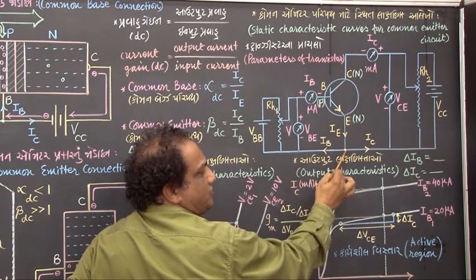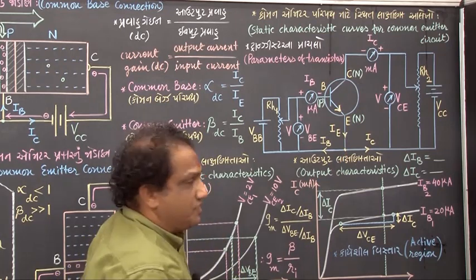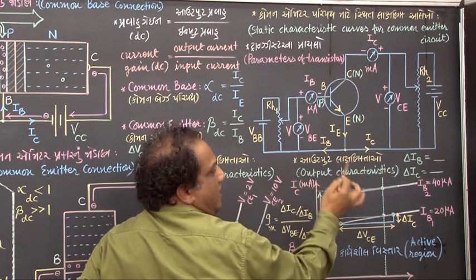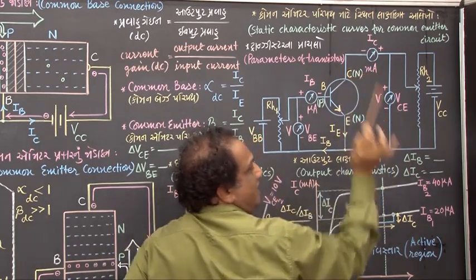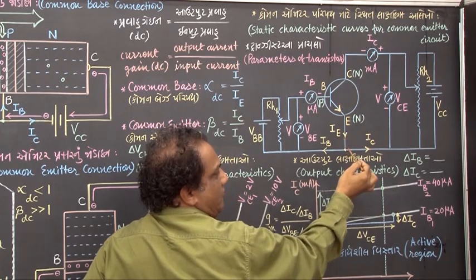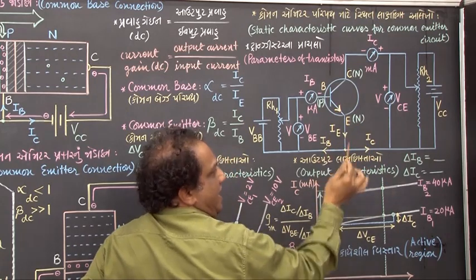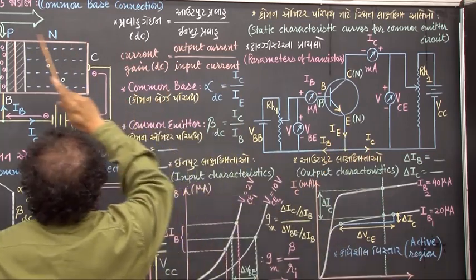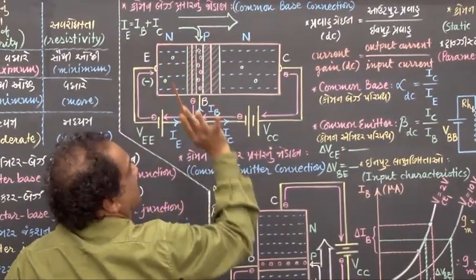After coming to this junction, the current will be divided into two parts. One part of the current flowing through the base is called base current IB. Another part flowing through the collector is called collector current IC. So IE will be equal to IB plus IC. IE is getting divided into two parts, IB and IC, so naturally IE will become IB plus IC.